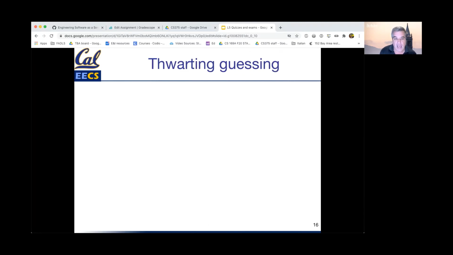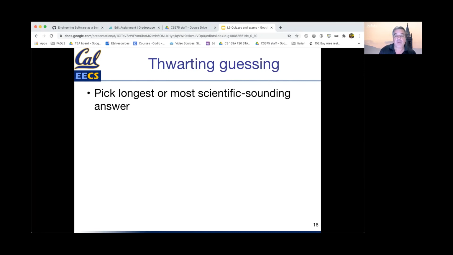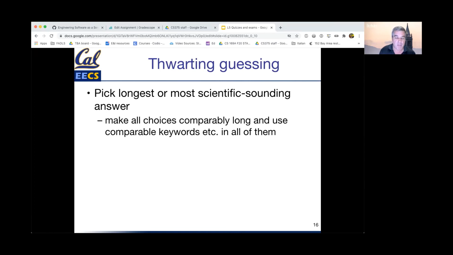What about guessing? How can we thwart guessing? There are ways that you can create your questions that will make guessing a less successful strategy. One guessing strategy students use is they pick the longest or the most scientific sounding answer. So if you're going to create distractors, make all of the answer choices comparably long and make sure that they all make comparable use of keywords that students would recognize as being relevant to the topic of that question.